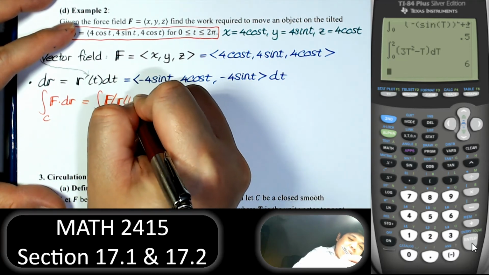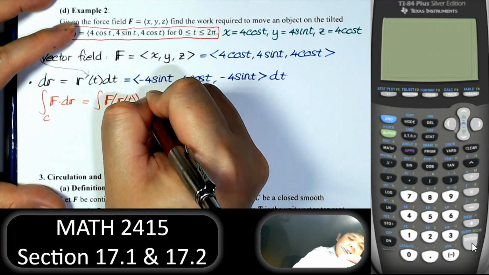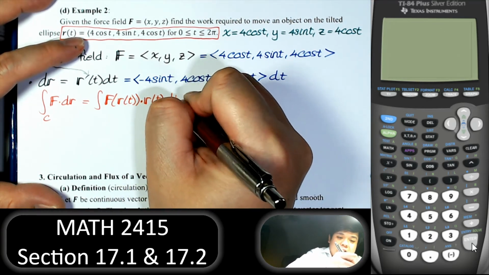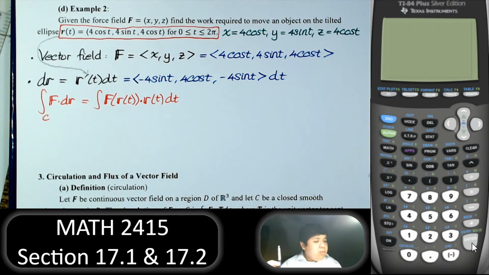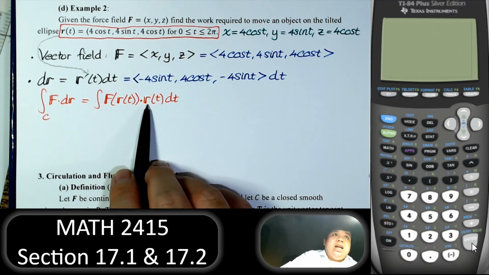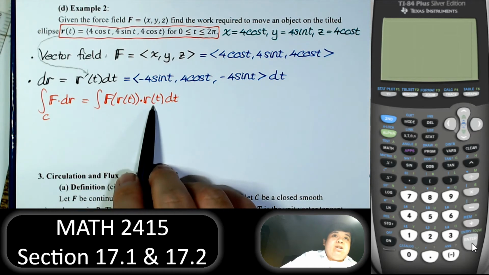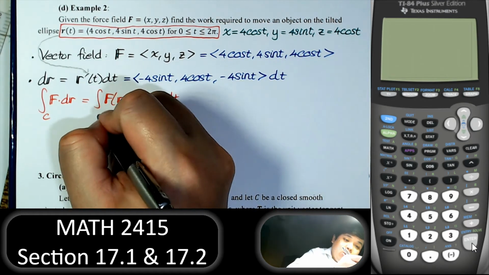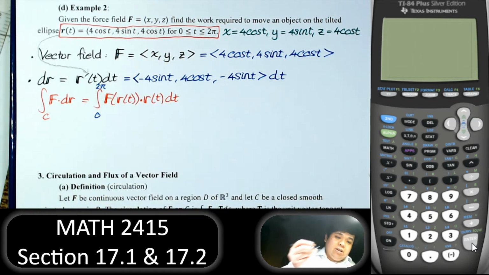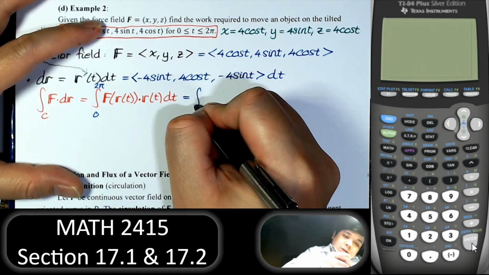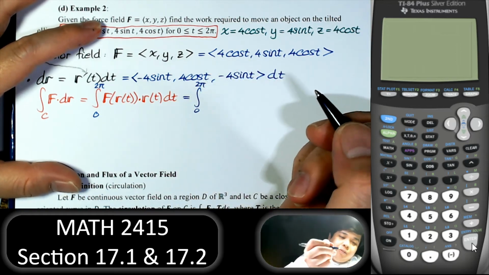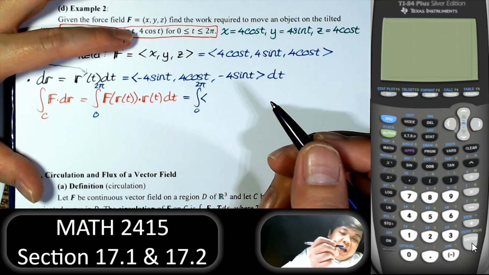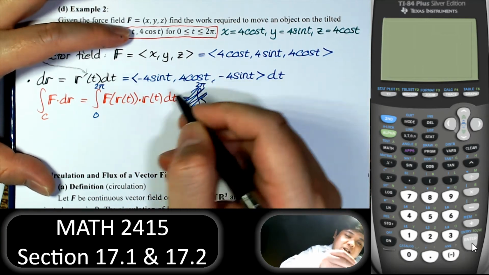So I'll write this in terms of t, and it has to be the dot product. Why does it have to be a dot product? Because this is a vector. A dot product of vectors is a scalar, so we're supposed to turn this into just one number. By the way, go from 0 to 2 pi.